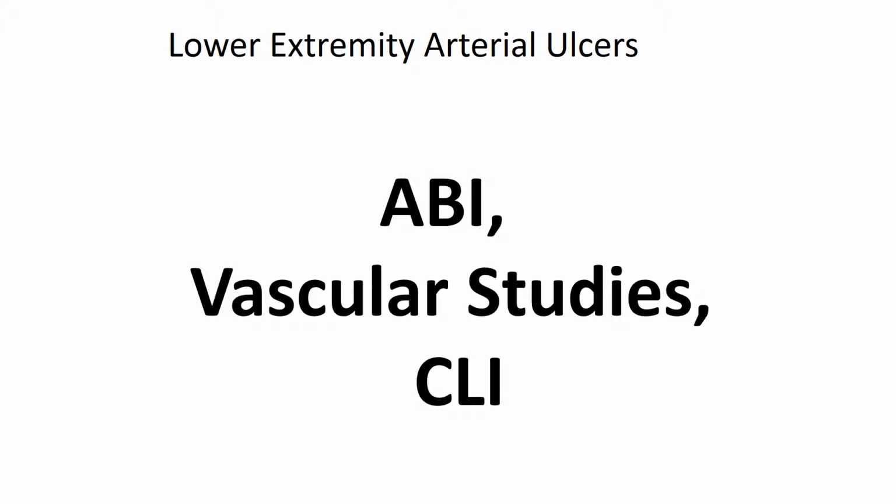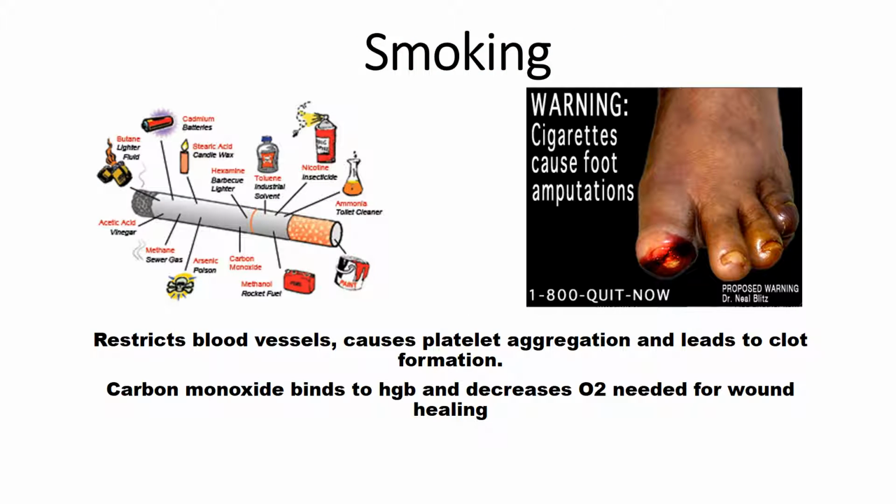Lower extremity arterial ulcers, very important to get ABIs, do vascular studies, and this sometimes leads to critical limb ischemia. Smoking is one of the worst things for the arterial disease because of the blood vessels that are restricted. We really should encourage our patients to stop smoking.